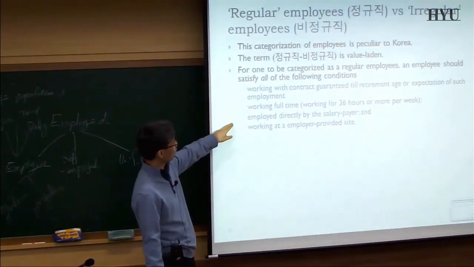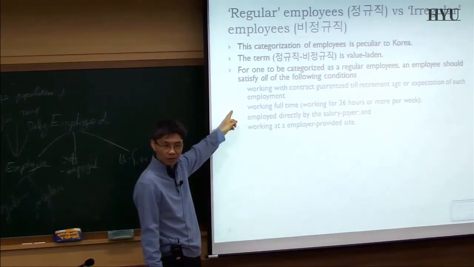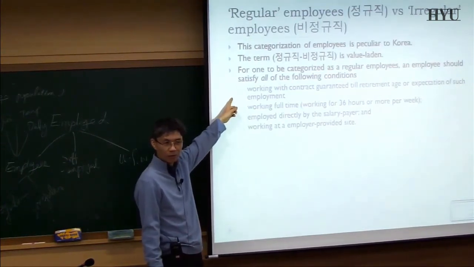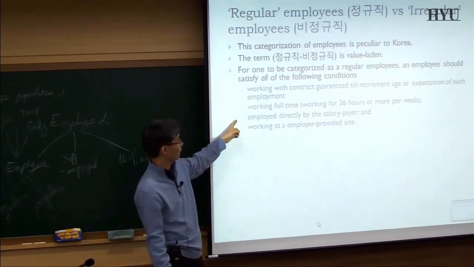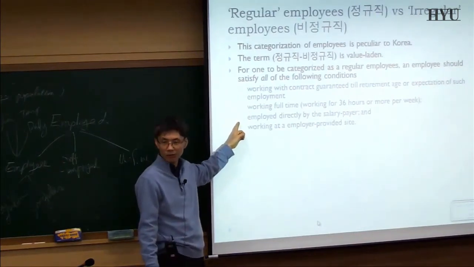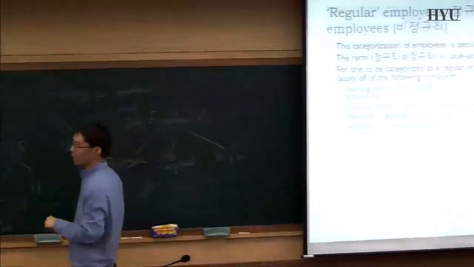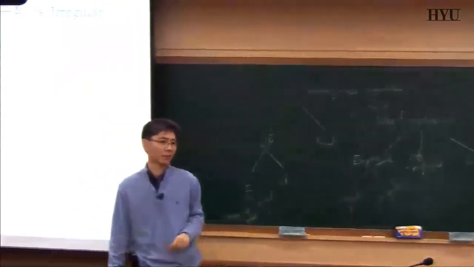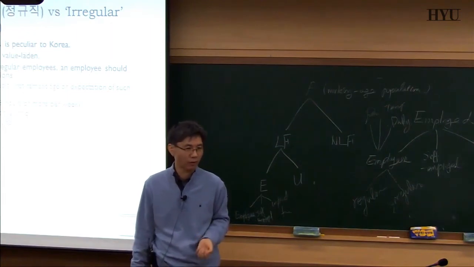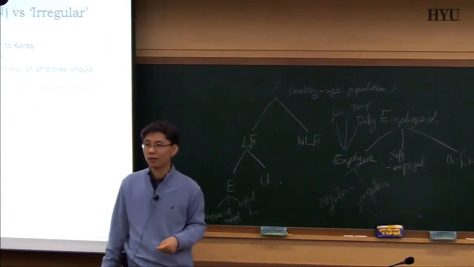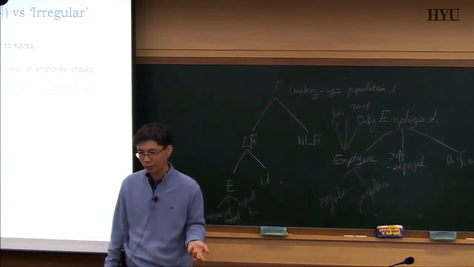They may be working full time. It's likely that those janitors work full time, right? They may have a contract and expect to work until retirement age for their own firm, but they are not employed directly by the salary payer. So this person is not a regular employee. The last one is that this person should be working at an employer-provided work site. Let's say you are an IT developer and you work at your home. Then you are not a regular employee, okay?